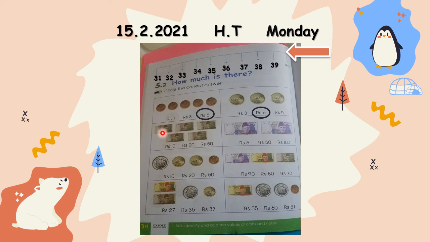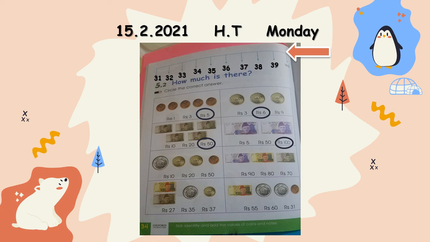Come on the next one. Here are some notes of 10 rupees. 1, 2, 3, 4, 5 notes of 10 rupees. 10 plus 10 plus 10 plus 10 plus 10. We are adding 10 5 times. Then we are getting money RS50. So circle RS50. In the next one, there are 2 notes of 50 rupees. You can see there is written 50, 50. 50 plus 50. Then we are getting RS100. Circle RS100 like me.